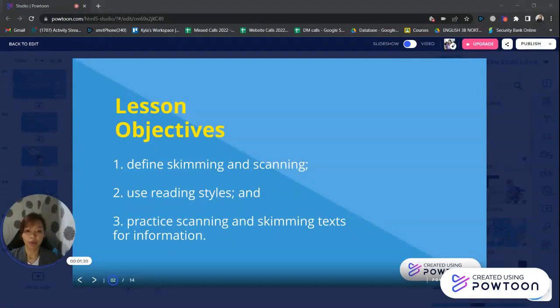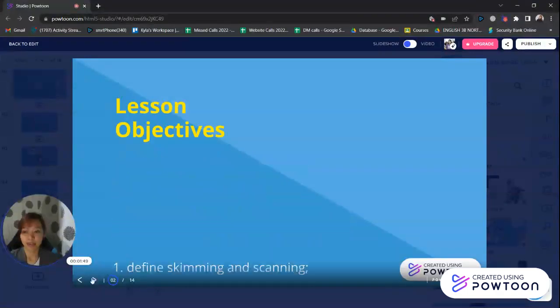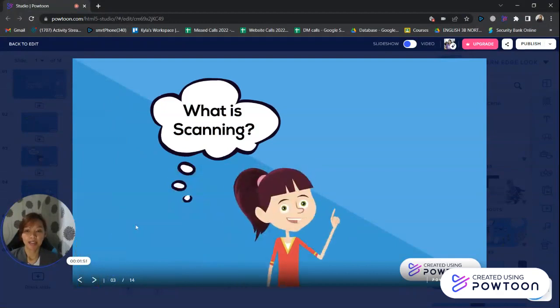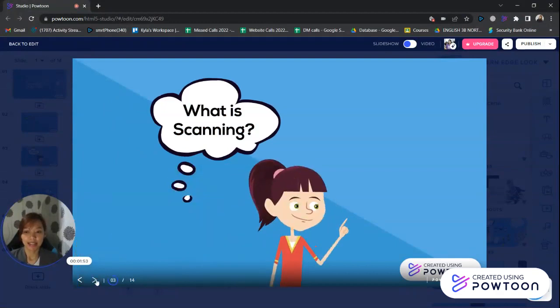However, what if we don't have much time to read? Skimming and scanning are ways to answer that. These two are the reading styles that we will be mainly talking about. First, let's discuss what scanning is.